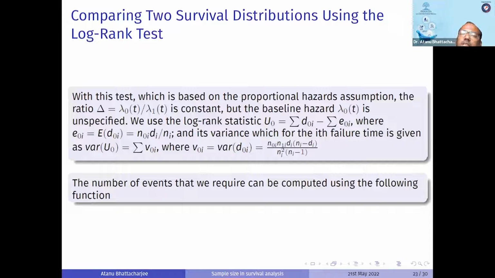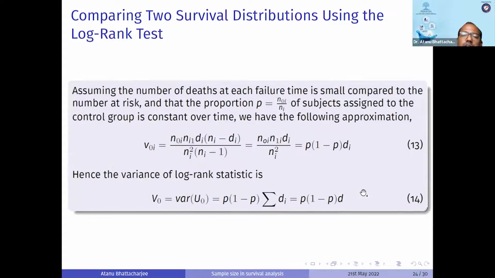One thing is the log rank test. Next Saturday I will touch on the log rank test and other things, because sample size calculation comes first, followed by the analysis. Here we consider the proportional hazard assumptions, how the delta values stand, and how these variations would be considered. The number of events that we require can be computed using the following functions.